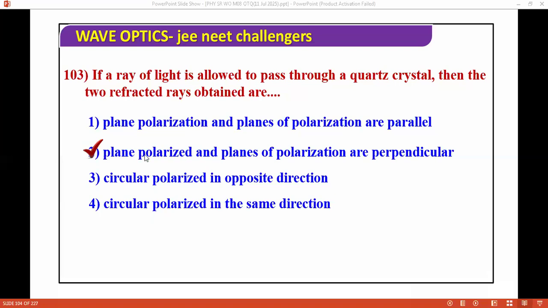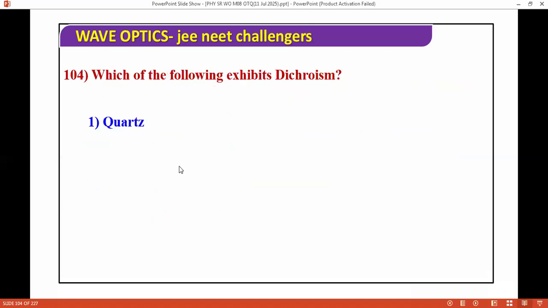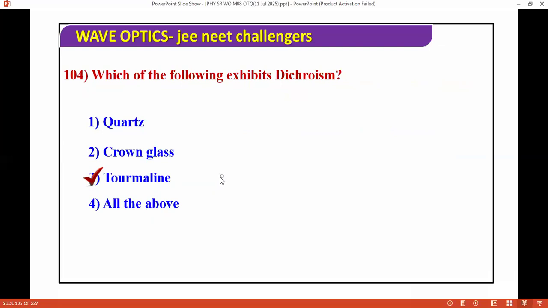Which of the following exhibits dichroism? We did this question: quartz, crown glass, tourmaline, or all of the above. The correct answer is tourmaline. Tourmaline exhibits dichroism. Some questions are fact based, which you can take care of by keeping the concepts in the brain. Next question, I'm moving ahead.